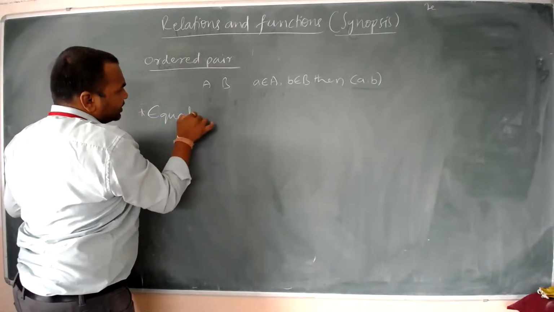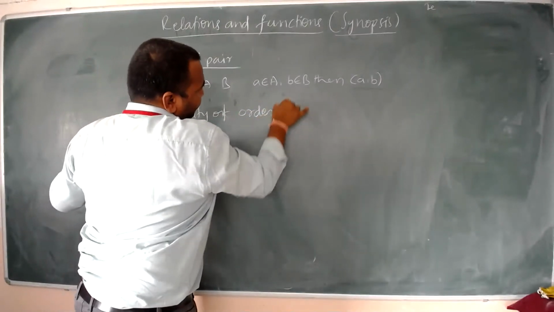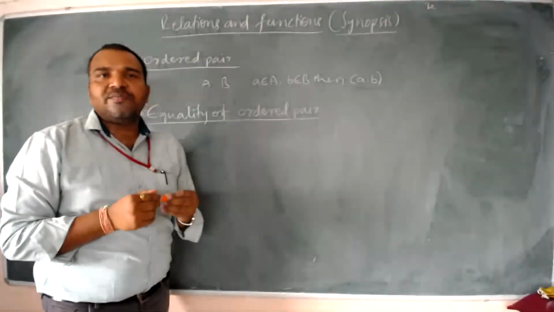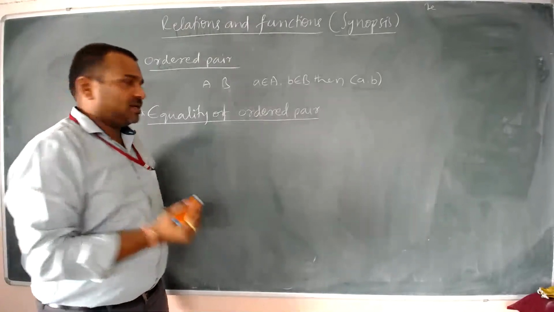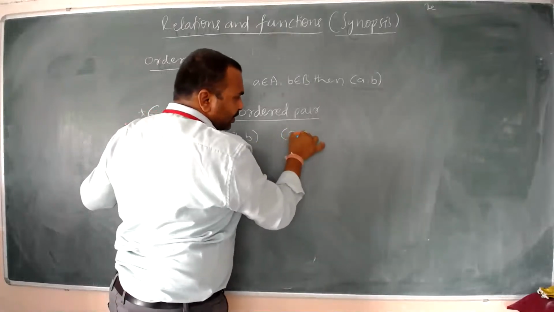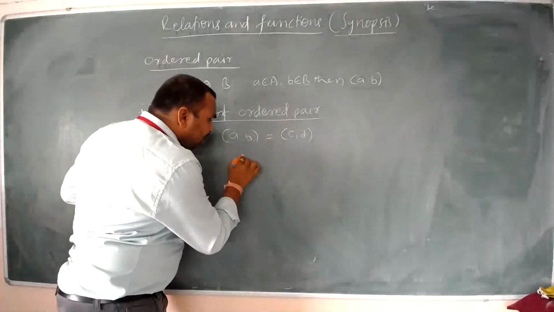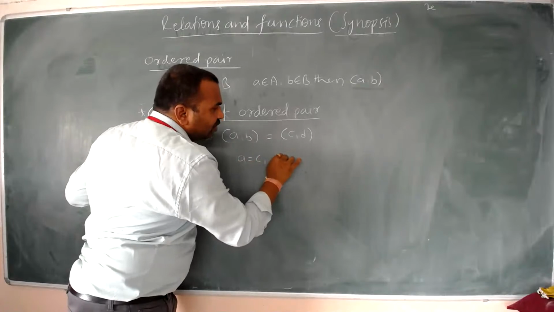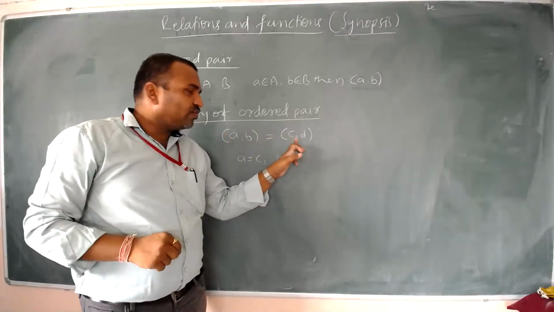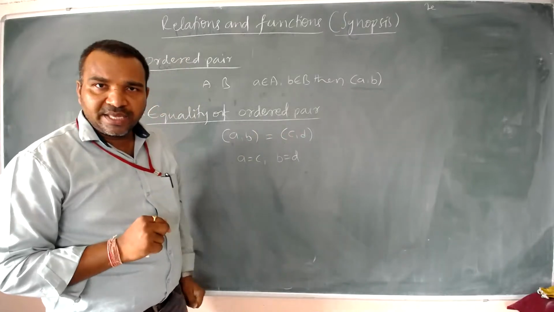Next, equality of ordered pairs. So when are two ordered pairs equal? See here, (a, b) is one ordered pair, (c, d) is another ordered pair. When these two are equal, it is possible only if a equals c and b equals d. Then only we can say the two ordered pairs are equal. That is, first coordinate equals first coordinate, second coordinate equals second coordinate.